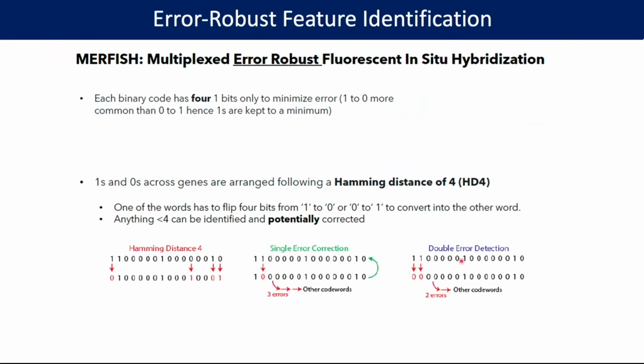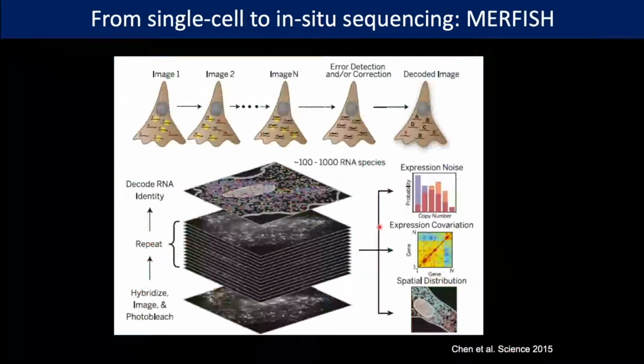However, if there are really double errors occurring, then of course we at least know that there was an error in the detection, and we can discard this. And this is not possible with other in situ sequencing technologies, unique to MERFISH. And then what this allows us to do is to look at the subcellular distributions of 100 to thousands of RNA species, of course, not only in cell culture, but really across tissue sections. And I'll show you this in a minute.